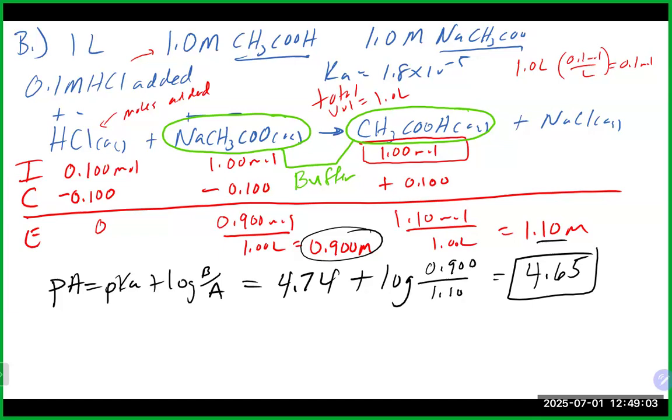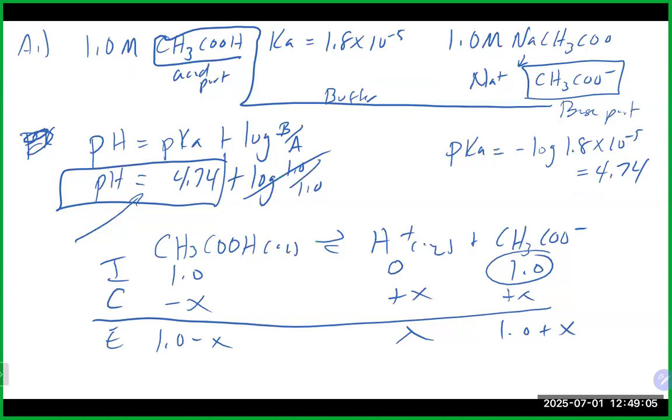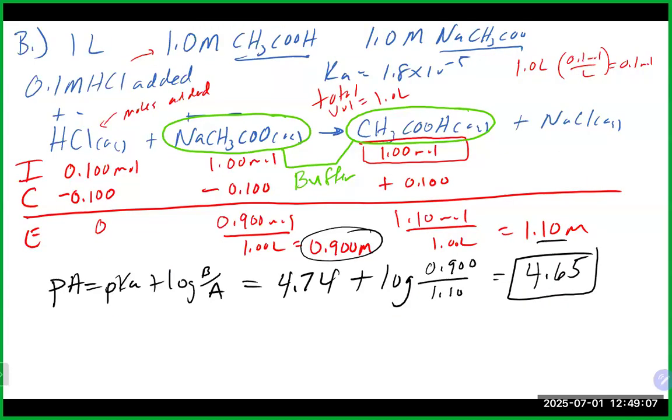Did my buffer work? Well, I started with 4.74 and then I added a little bit of acid and it went down a little bit. And that's also a good thing to think about because I added acid, it should go down a little, right? So if I did this calculation and I ended up with a pH of 4.9, I'm going in the wrong direction based on what I'm adding, right?